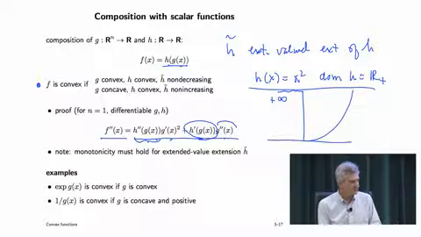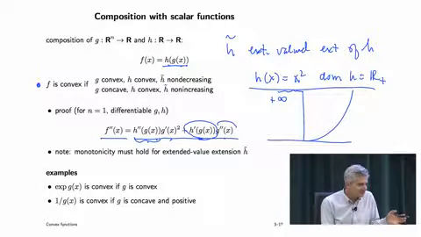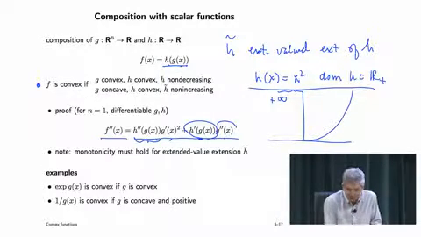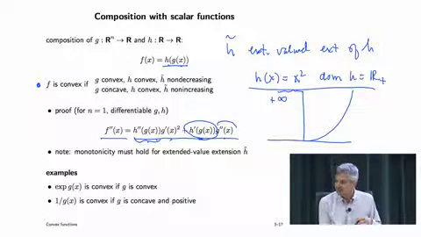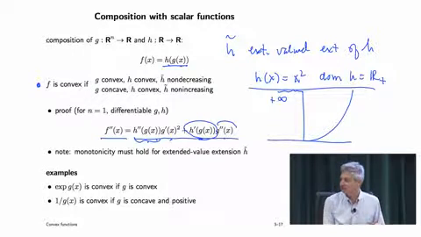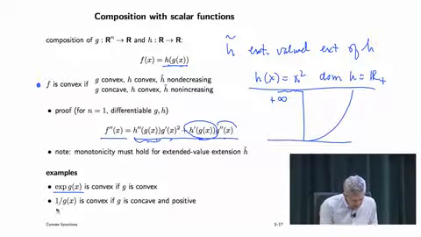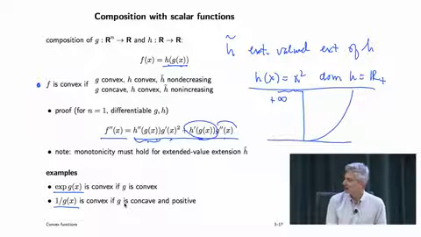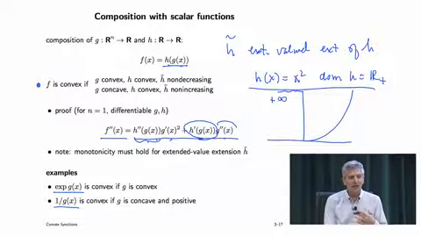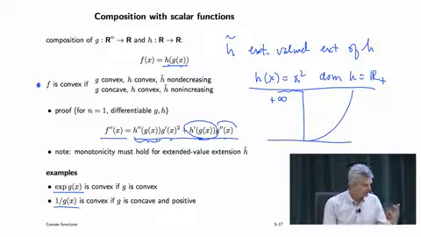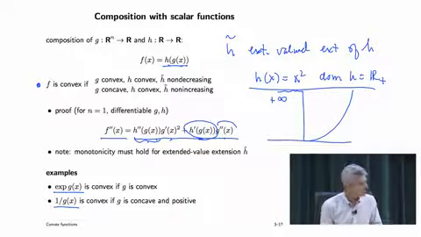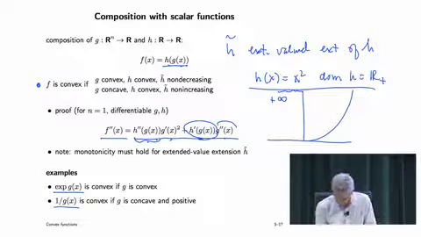Everyone following this? Okay. The funny part is that the proof that holds completely generally, not just for differentiable functions, is actually easier than this, at least mathematically. All right, so what are some examples? It says that the exponential of a convex function is convex. And the inverse of a function is convex if the function is concave and positive. So 1 over a concave function is going to be convex.